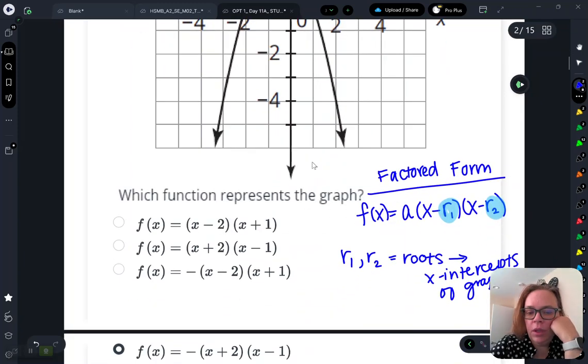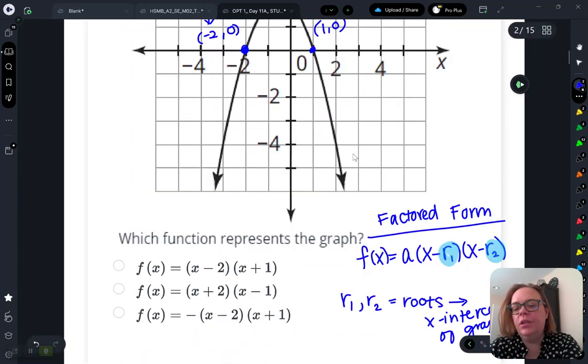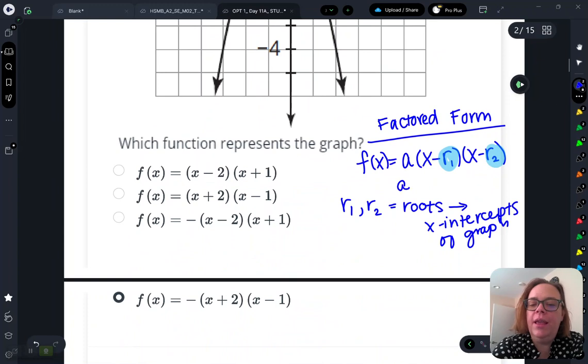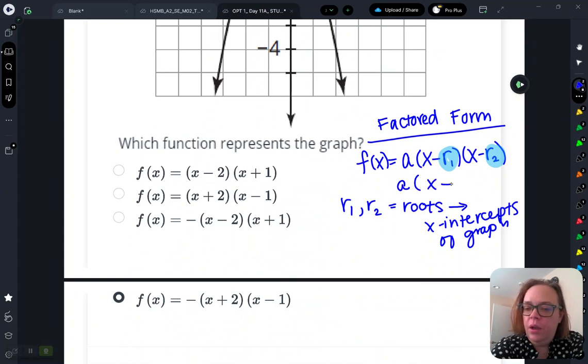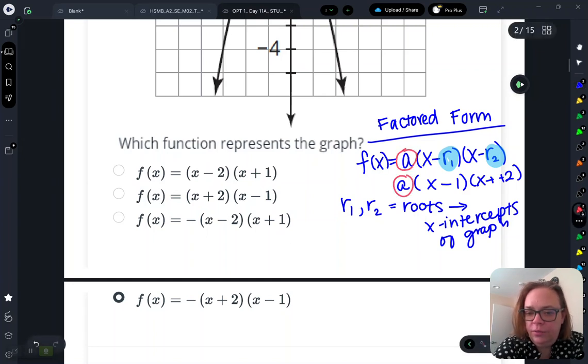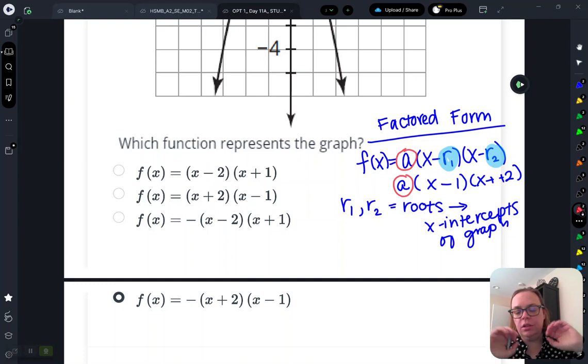So that essentially, if we plug that in, we don't know what A is, but it's x minus, could be positive 1, and x minus negative 2, which turns into x plus 2. Now the A determines 2 things. It determines the concavity, the direction that it opens. So if it's positive, it opens up or down, and it also determines the steepness and the stretch of the graph, either stretching down or up.